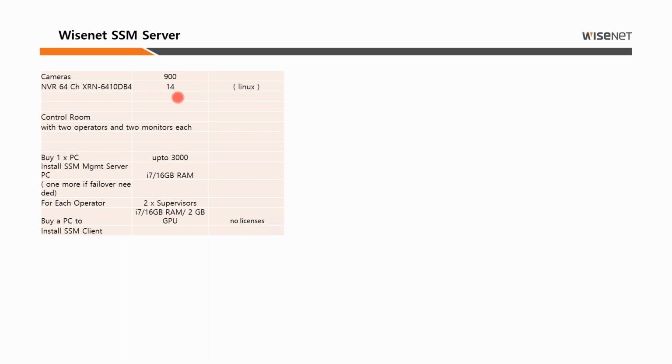Now he wants to have a VMS solution. He will buy one management PC, SSM management PC, and each PC can handle up to 3000 cameras, right? So he will add all the 14 NVRs in this management PC. Done. There are two operators, two control room operators, and they want to view the cameras. Here he will install SSM client.